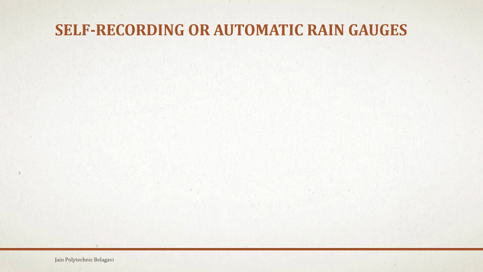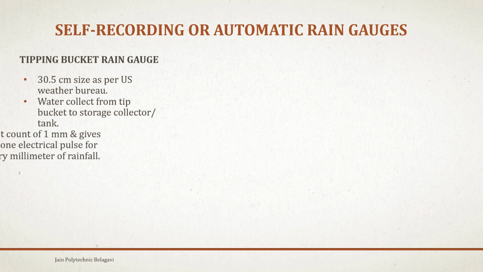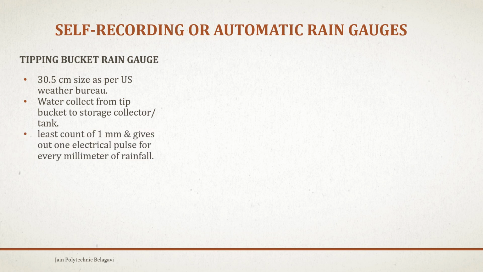Next, the self-recording or automatic rain gauge. One is the tipping bucket rain gauge. In this, the size is 30.5 centimeters as per the US Weather Bureau, in the sense that they are using it. Water collects from the tip bucket to a storage collector or tank. It has a least count of 1 mm and gives out 1 electric pulse for every millimeter of rainfall. Electric circuit.